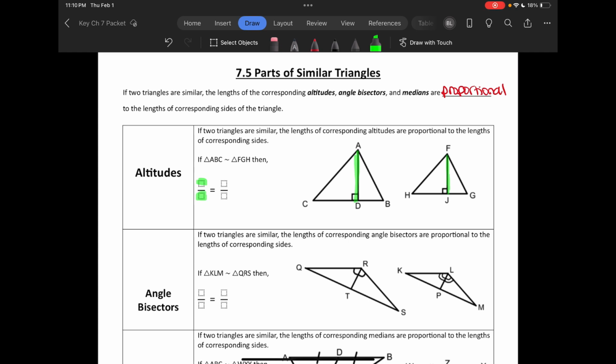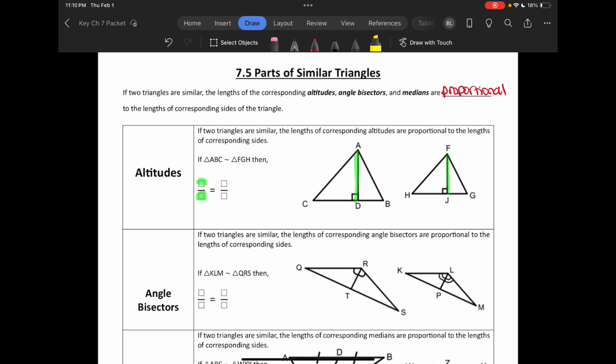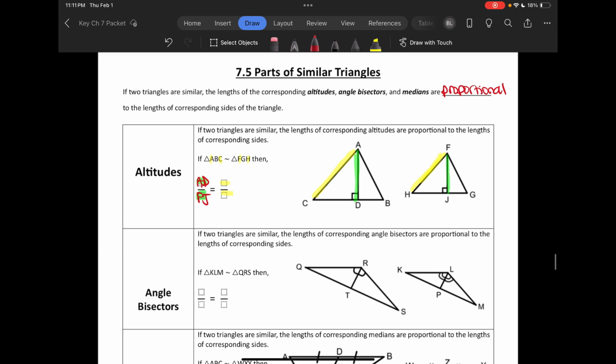So the way we're setting up this ratio is green over green is going to be equal to one set of those corresponding sides. Here I'm going to choose AC, and AC would correspond to FH. Looking at this visually and at the similarity statement, we can verify that. So green over green is equal to yellow over yellow. If we fill that in, we get AD over FJ is equal to AC over HF.